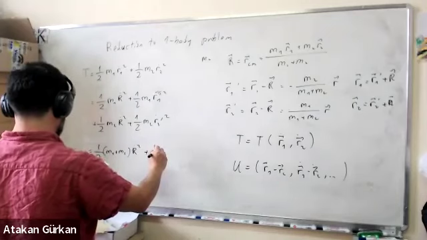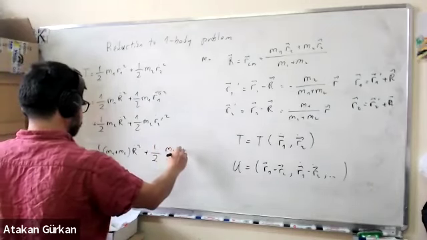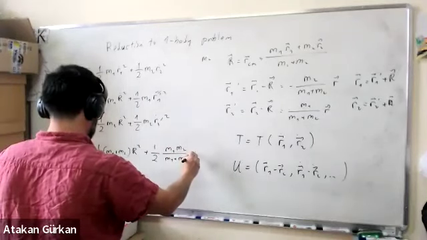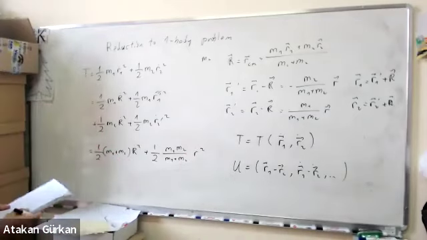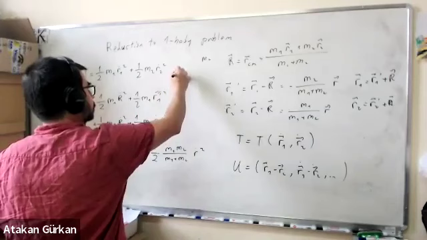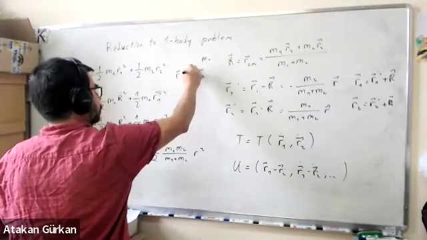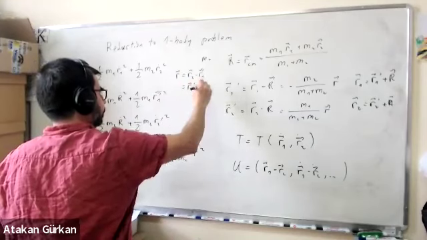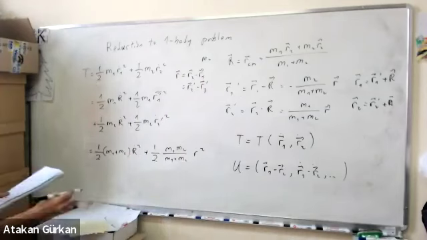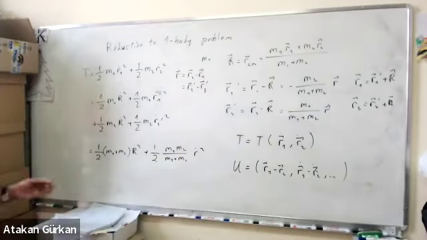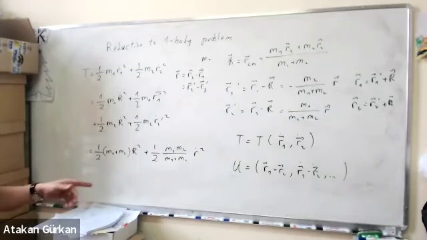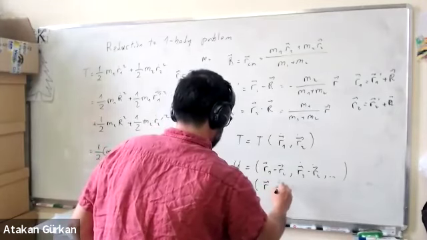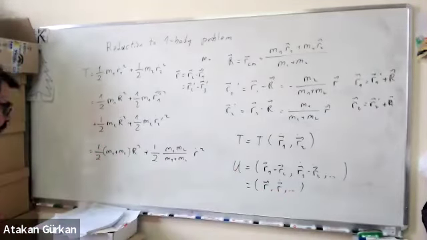What do I get here? M1 times M2 over M1 plus M2 R dot square. That R, remember, is R2 minus R1. But it's of course also R2 prime minus R1 prime. Means the relative position everywhere. This is R dot square. And our potential energy is going to be just R dot, etc.